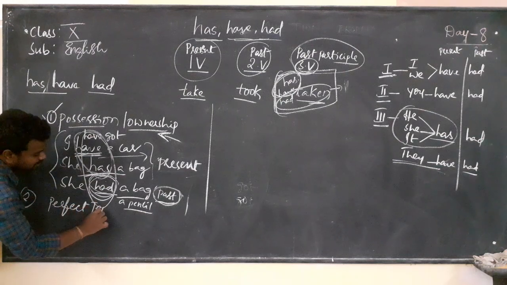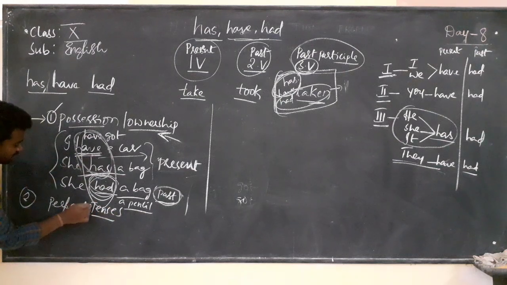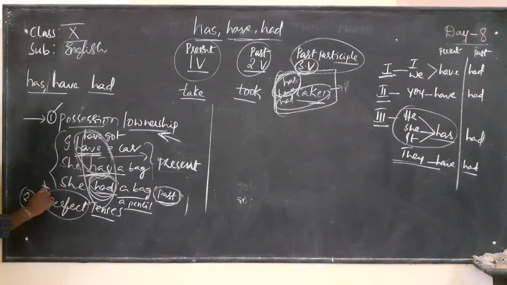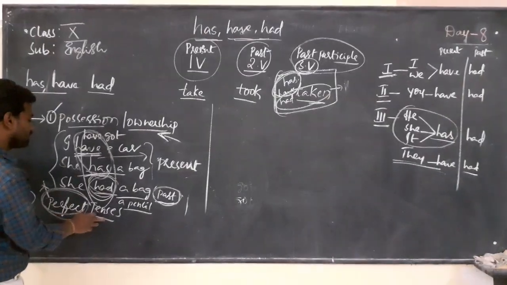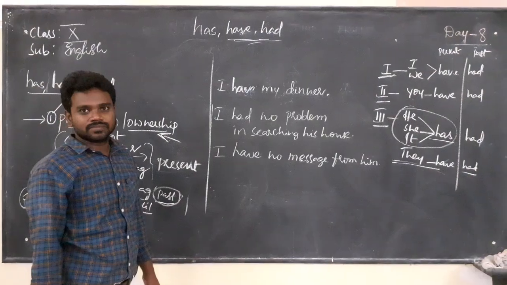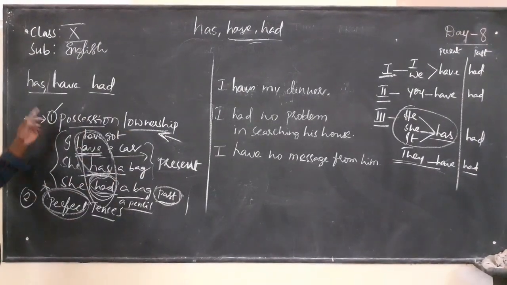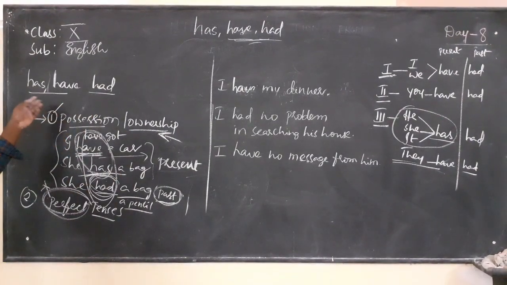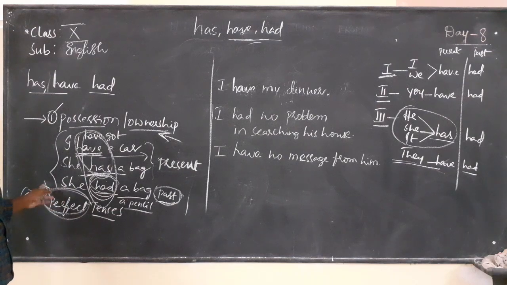Why did I use the words perfect tenses here? Because it may be past perfect or present perfect. In perfect tenses we use it. So we see two usages. Has, have, had are used to indicate possession or ownership. And the second one, we use them in the perfect tenses, present perfect and past perfect.